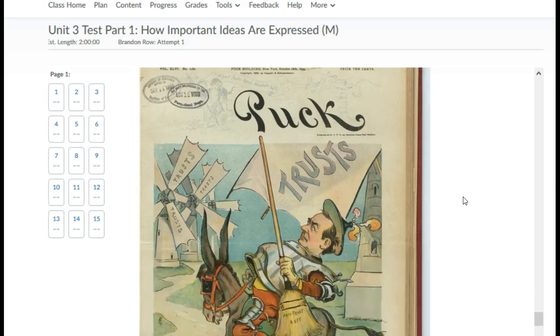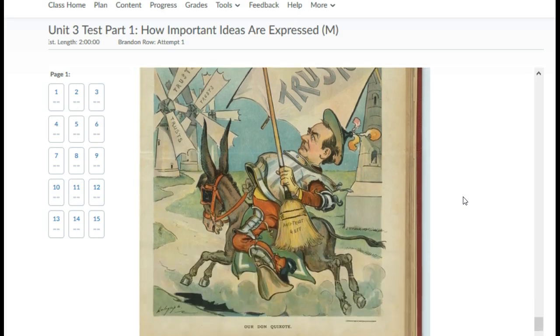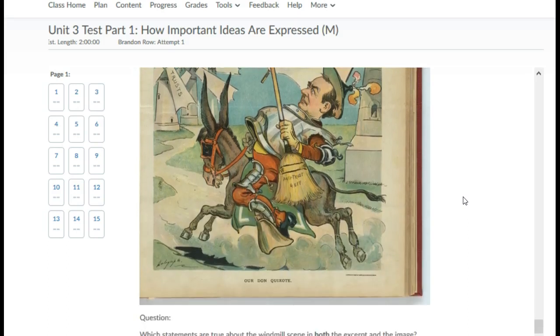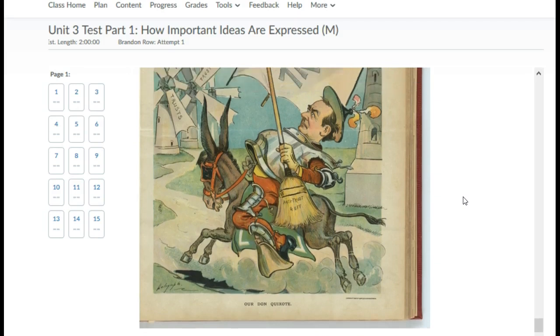Okay, so that's the end of the passage. Here is the visual that goes along with it. Our Don Quixote.